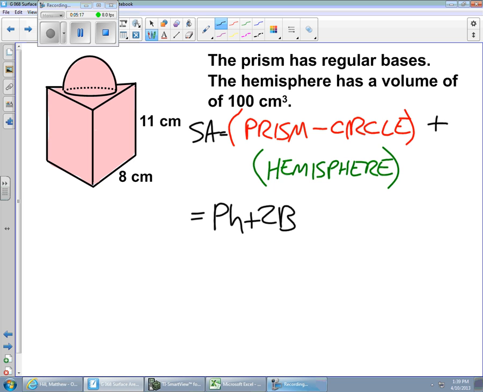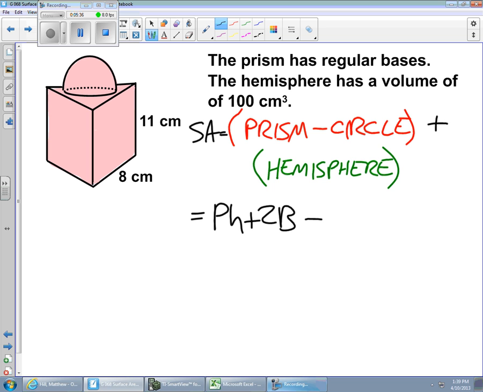We saw some yesterday where instead of going pH plus big B, or plus 2B, pardon me, we only went pH plus 1B because one of the bases was completely covered up and we did not need that base. But in this case, we do need both of the bases. Now, from that, we said we are going to subtract a circle.